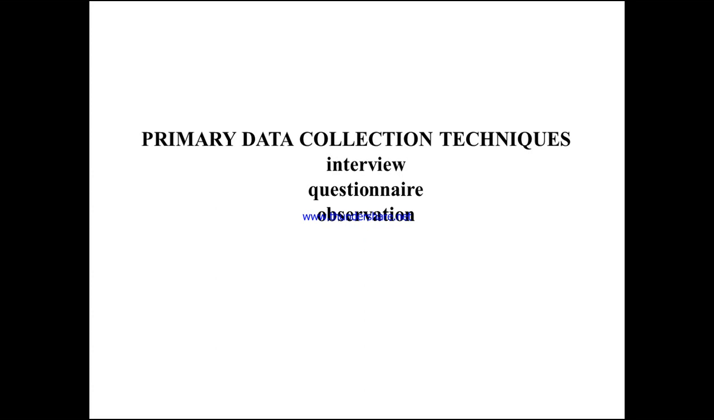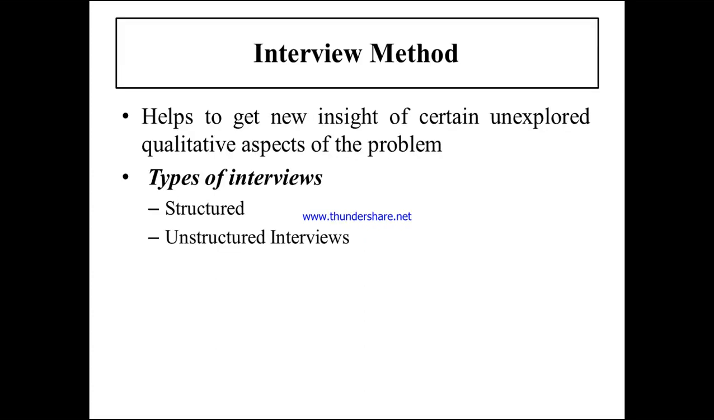With regard to the method of data collection, primary data can be collected by using various techniques. There are 3 basic techniques that we use to collect primary data. One is the interview, the other is the questionnaire, and the third one is the observation. The interview method. So the interview involves at least 2 individuals, and one individual is expected to ask questions. We call him or her interviewer, and the other individual is expected to answer the questions. So this individual is known as the interviewee. So interview involves interviewer and interviewee.